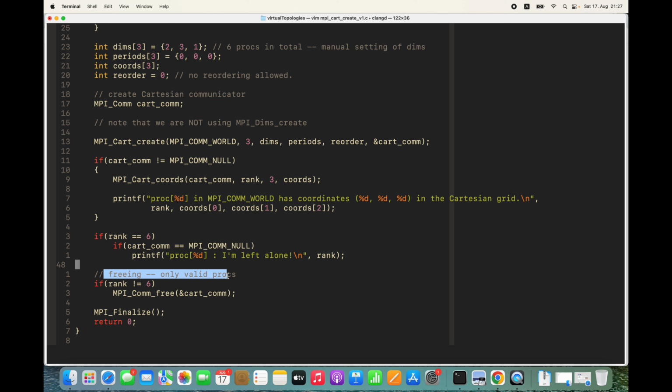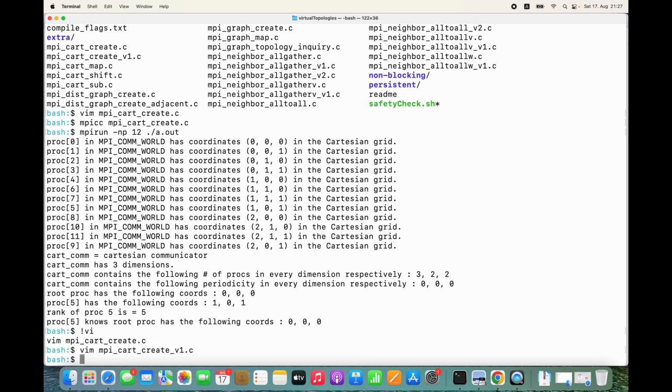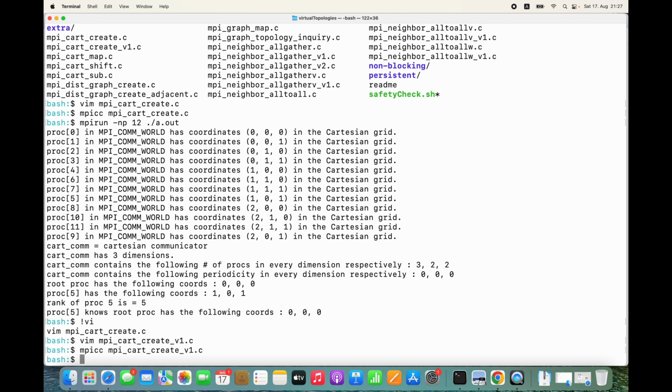And for freeing, you need to also mention that freeing only needs to happen on the valid processes, because process 6 has MPI com null, and you're going to have errors if you try to call MPI com free with process rank 6. Okay, so let's try to run this. MPI CC, MPI card create V1, and let's run it with minus NP 7, we said.